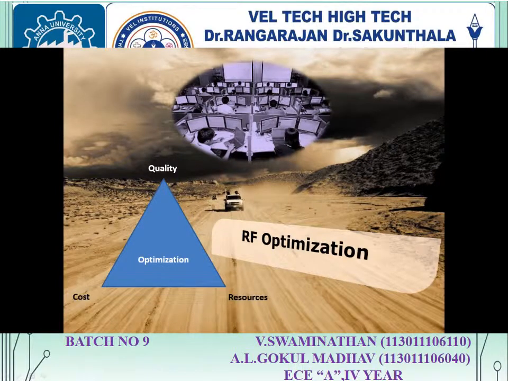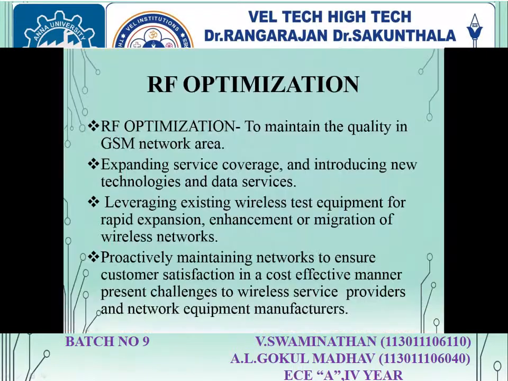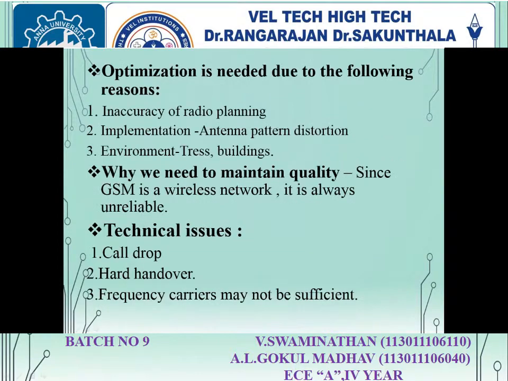Coming to our project, RF optimization. The ultimate aim of RF optimization is to maintain the quality and capacity of the network. RF optimization is needed for the following reasons. First is inaccuracy in radio planning, implementation, and environmental obstruction, that is, trees and buildings. These environmental factors affect the quality and capacity of a network.